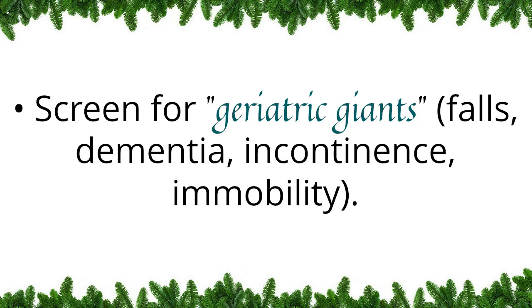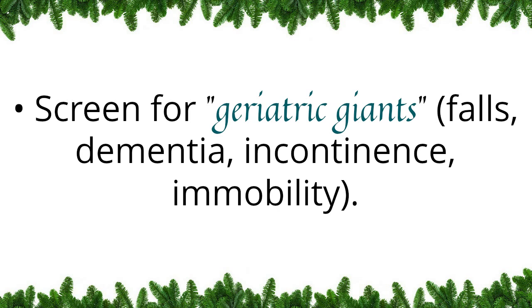So you can screen, for instance, for the geriatric giants, those that are giants in their geriatric age. You can screen them for falls, any history of falls. You can screen them for incontinence. You can screen them for immobility, as all these conditions may predispose them to dementia and other conditions.